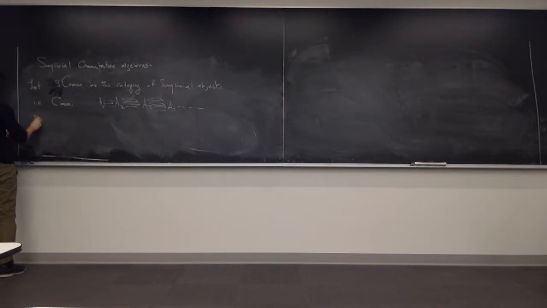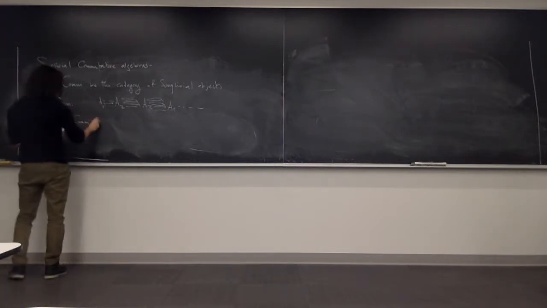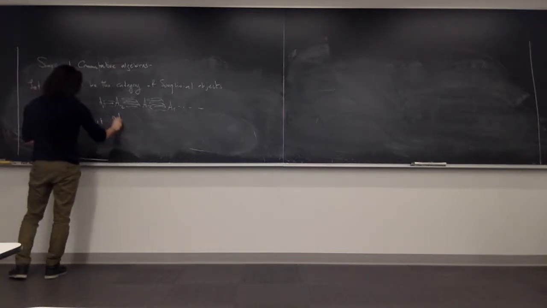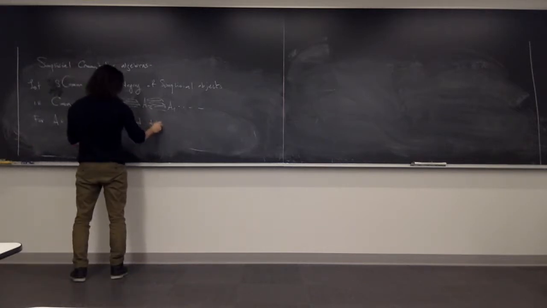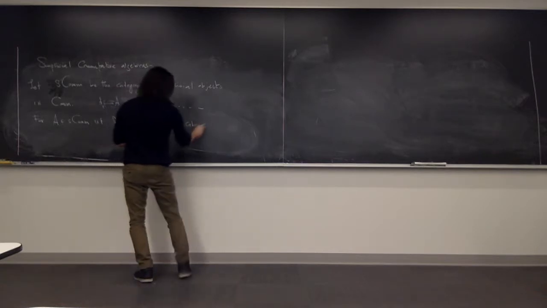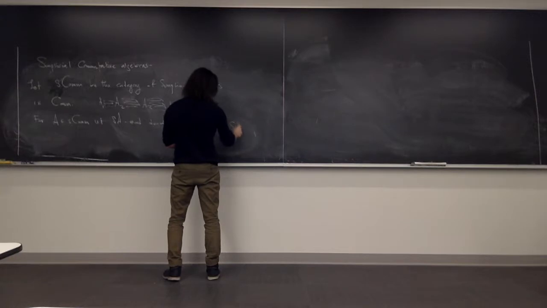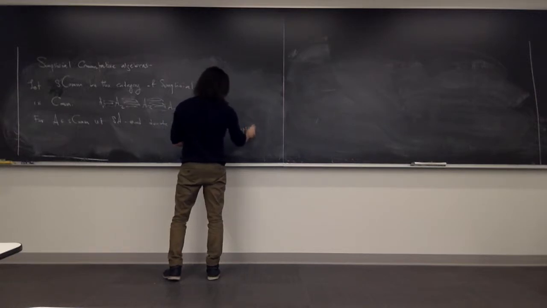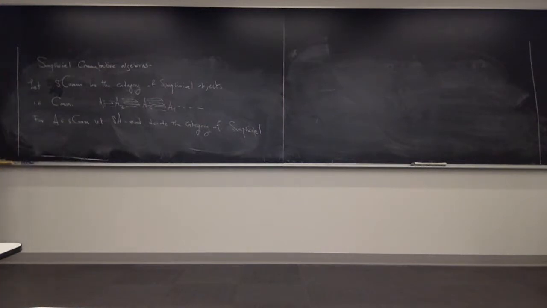So for some A in this category, let SA mod denote the category of simplicial A modules. So same way that over commutative rings you can have modules, over simplicial commutative rings you can also have modules.